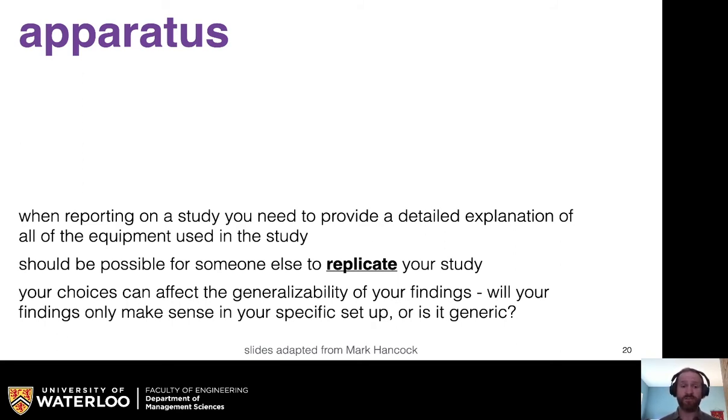Your choices can affect the generalizability of your findings. Will your findings only make sense in your specific setup, or is it generic? And here's where you need to think about external validity or whether it is replicable. Again, why you want it to be replicable so that people can replicate your study.